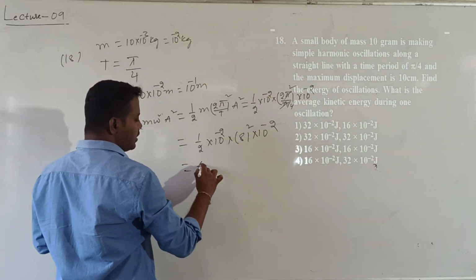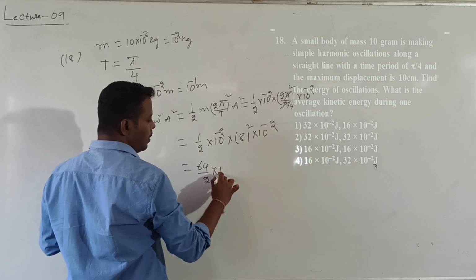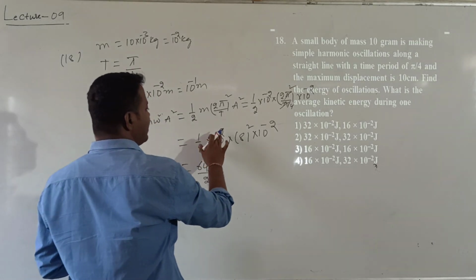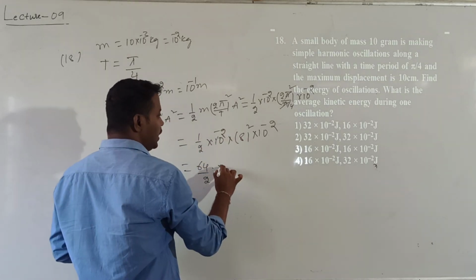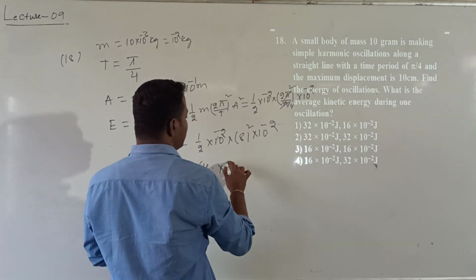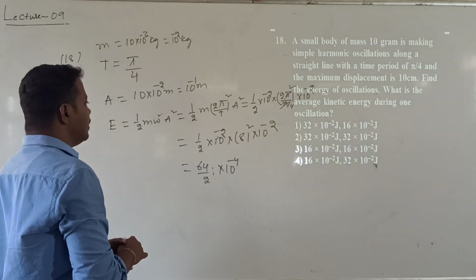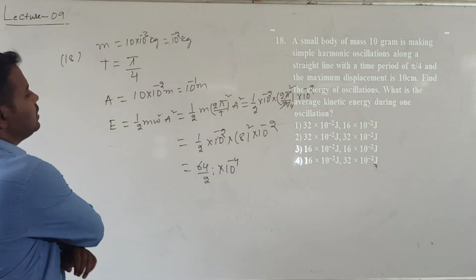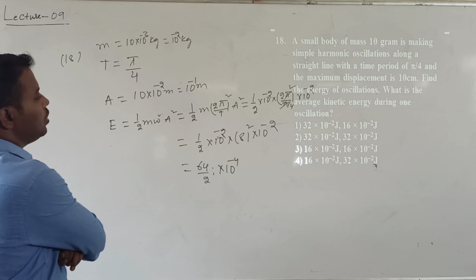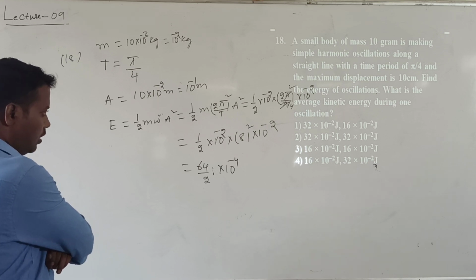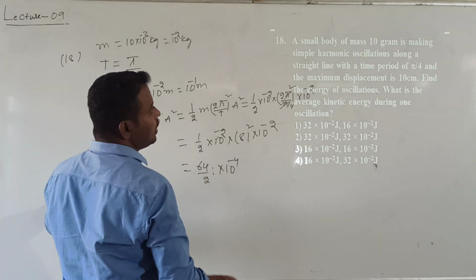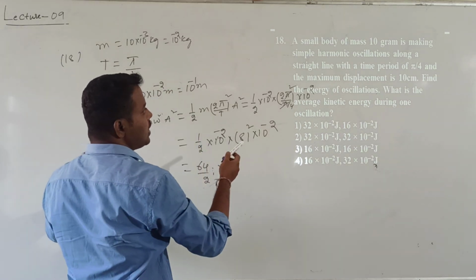So what will I get? 64 by 2 into 10 power, both are minus 2 only, not cancel, into 10 power of minus 4. No, mass value is 10 power minus 2 kg, amplitude value is 10 power minus 1. So 1 by 2 m omega square a square. What we are getting is 1 by 2 into the mass value given, 10 grams, 10 into 10 to the power minus 3 kg.